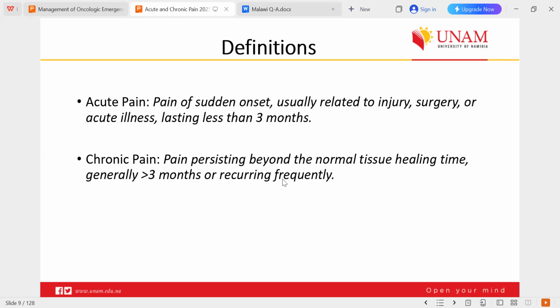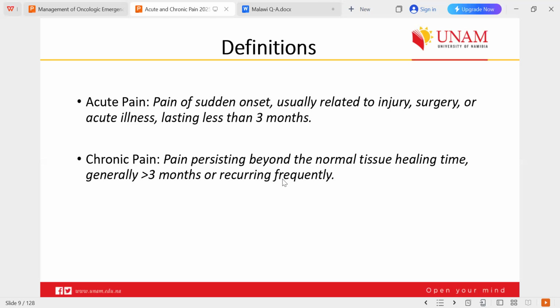Since we are looking at acute and chronic pain, we quickly want to make a distinction here as we go on. Acute pain refers to pain of sudden onset. Usually, it is related to injury, surgery, or acute illness, but not lasting more than 3 to 6 months. Some people give 6 months.